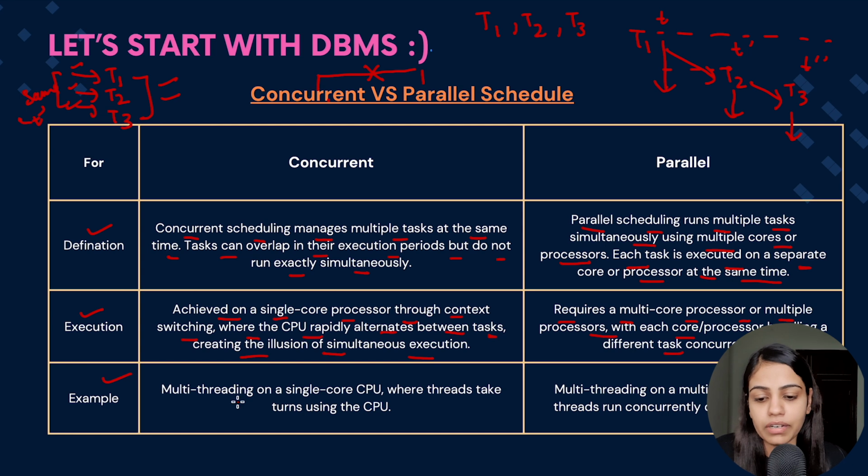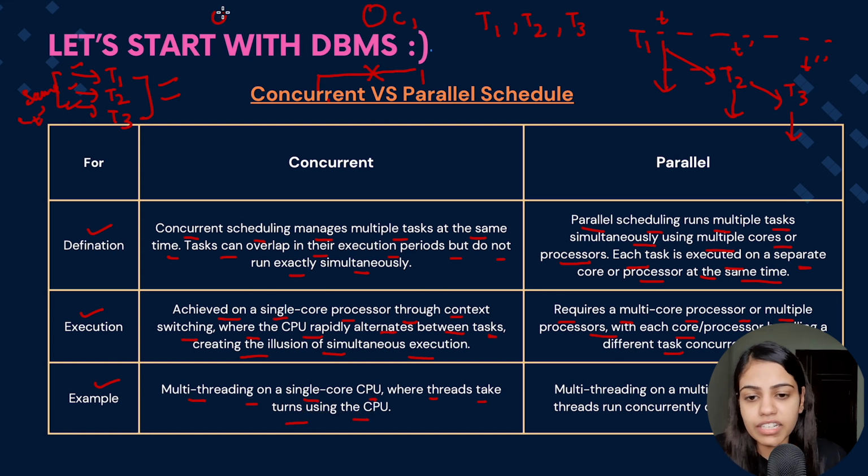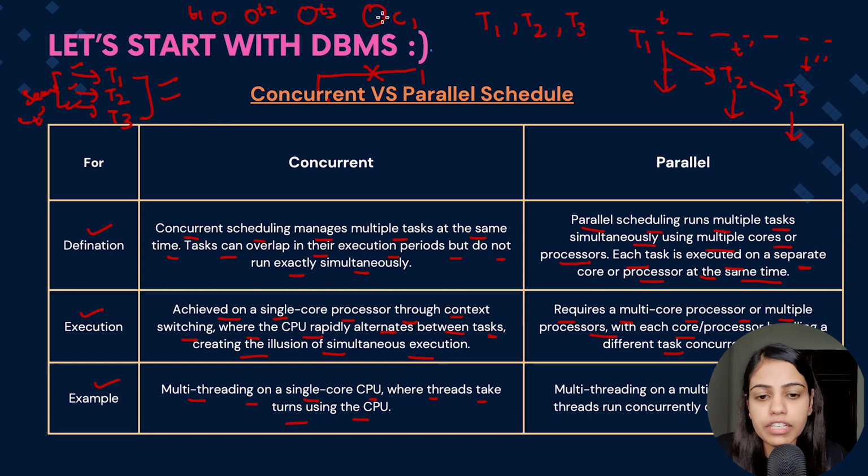Now coming to an example. Consider multi-threading on a single CPU core where threads take turns on the CPU. There are three threads, T1, T2 and T3. They will not run on different processors or cores; they will only use this single CPU core. First T1 starts its execution. Then there is a context switch, and T2 starts its execution. Then there is another context switch, and T3 starts its execution. Again a context switch happens between the threads, or transactions, because they are utilizing the same CPU core.